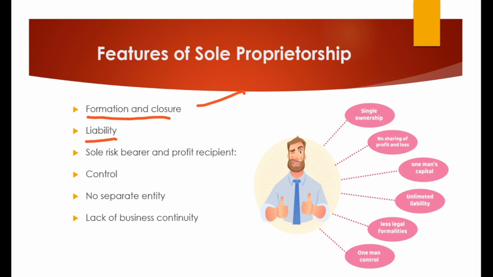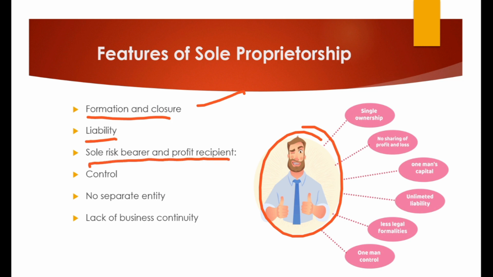Next is liability. Liability, as a simple term, means responsibility. He is responsible for all the debts. He enjoys all the profits. Whatever he has borrowed from the banks or from the creditors, he is liable to pay off those debts because he is the single owner. Sole risk bearer and the profit recipient.